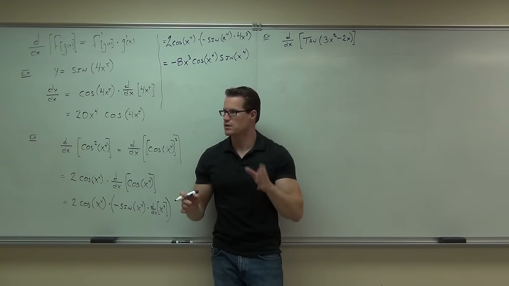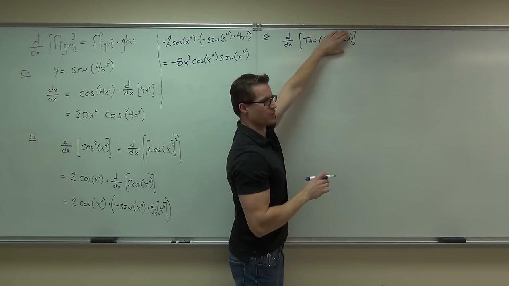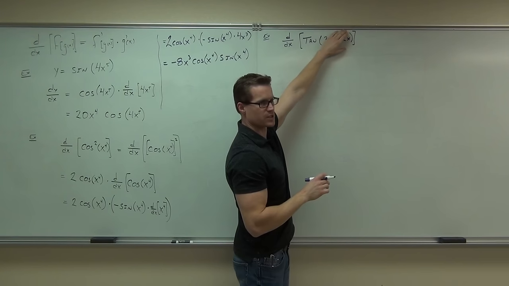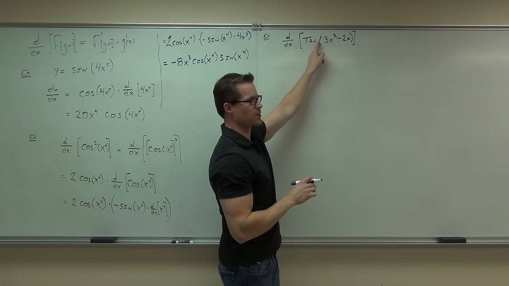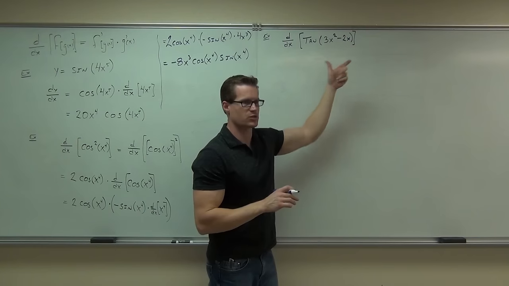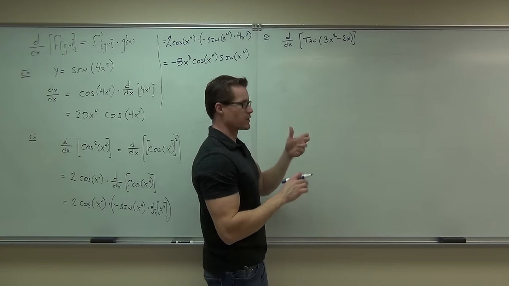Chain rule. That's the chain rule. If you can cover something up and you still have a function, that's typically a chain rule. So we still have a chain rule right here. It's not product rule. That's not a product. It's tangent of something. That's a chain rule. It's composition.